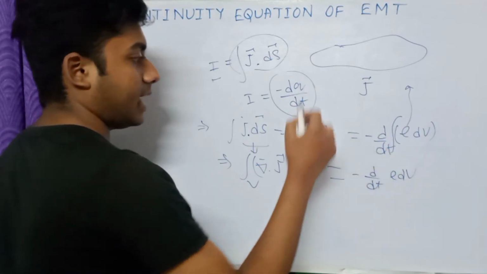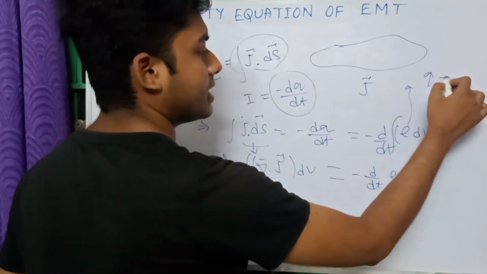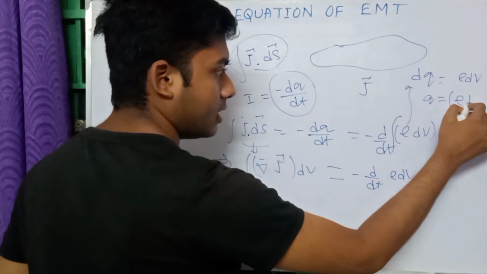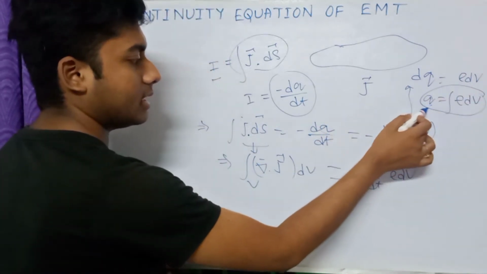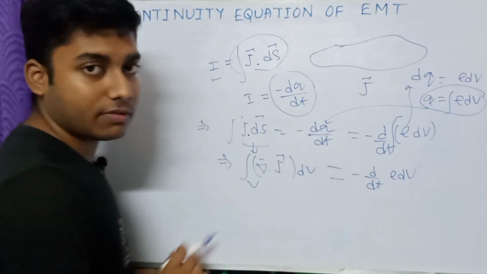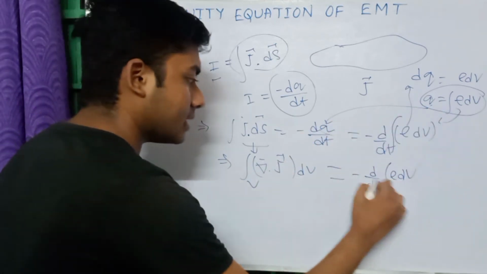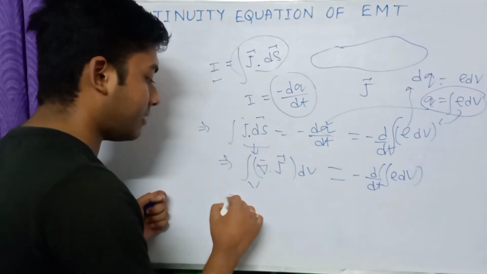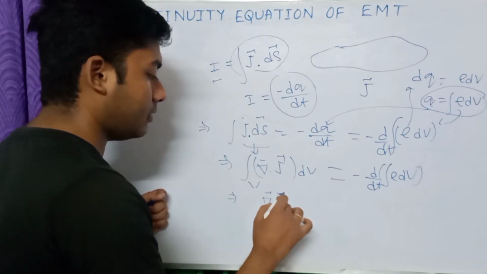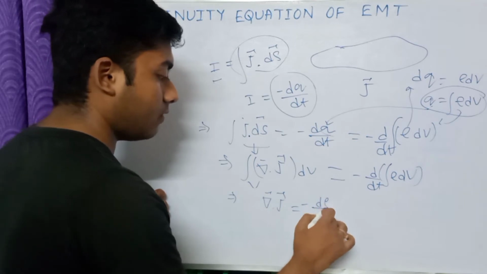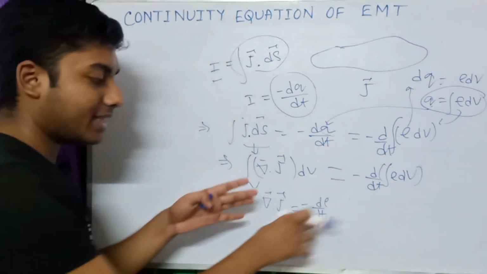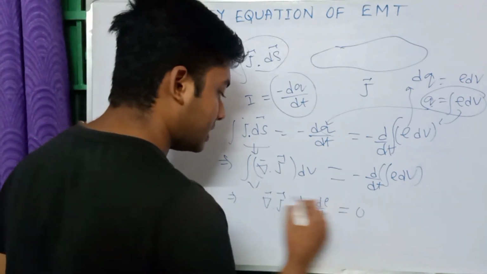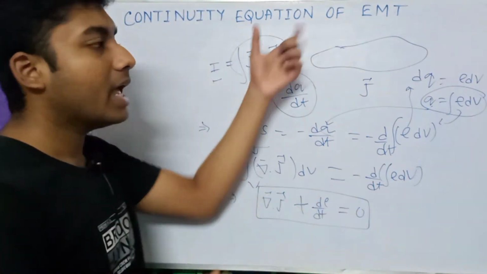Here q is equal to the integration of rho dv, so I have put this in terms of q in place of q. Now comparing these two volume integrals, I can write that del dot J will be equal to minus d rho over dt. Taking it to this side, I can write del dot J plus del rho over del t equals 0, and this is our continuity equation in EMT.